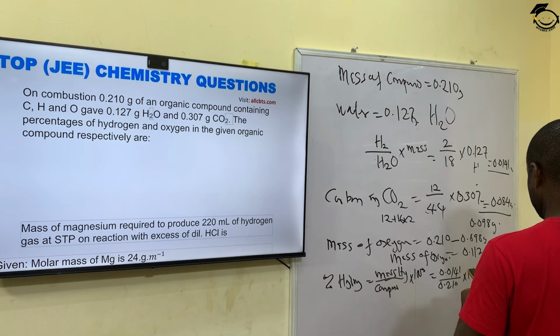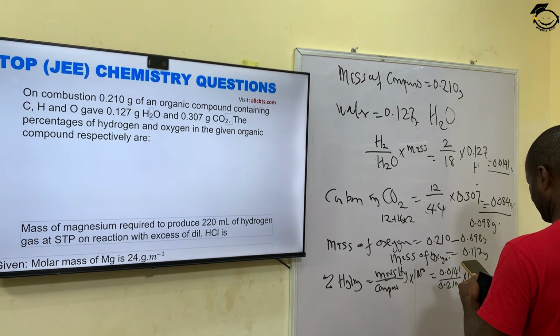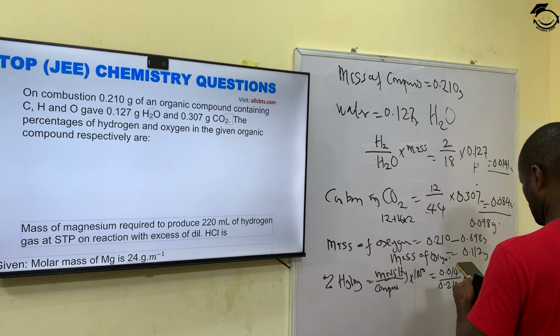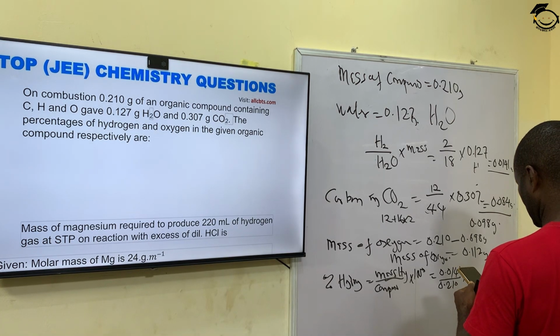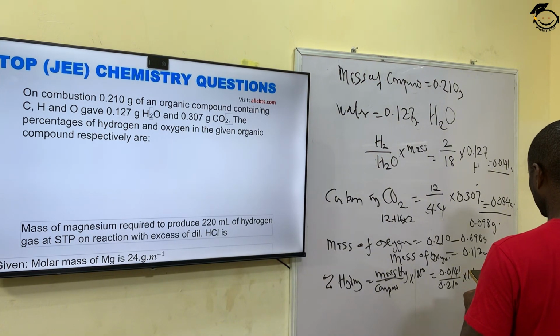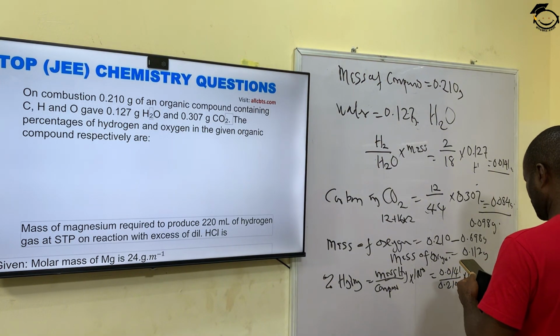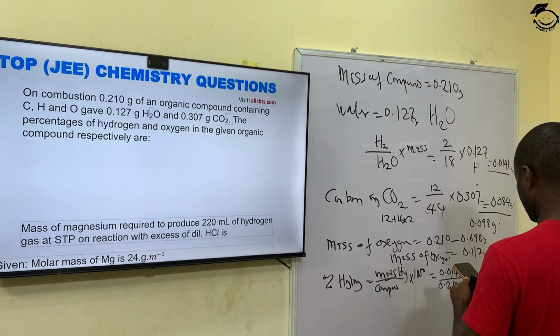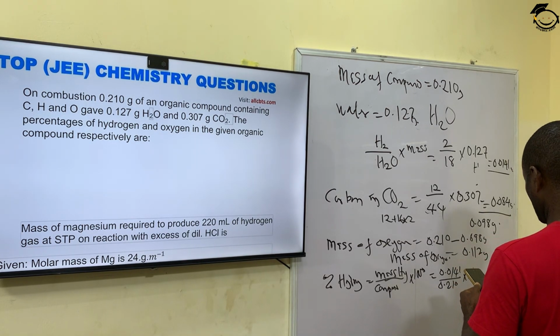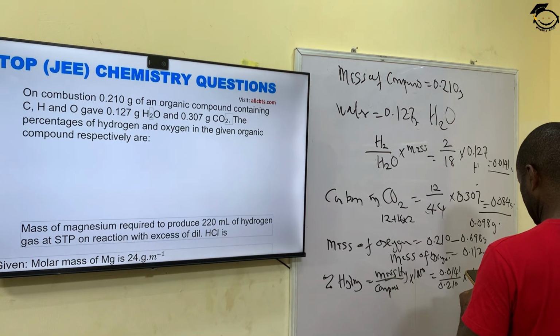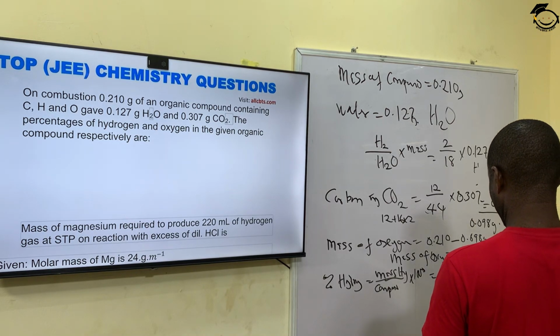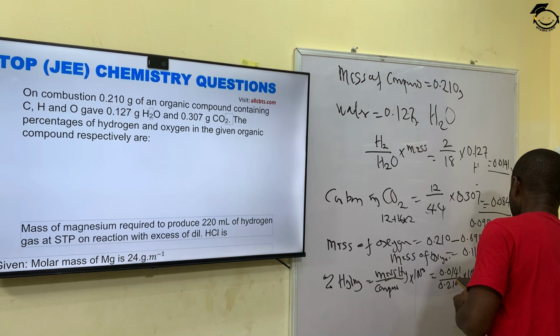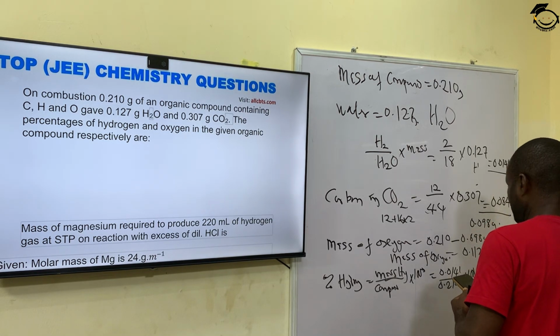1.41 divided by 0.21. So this gives us 5% hydrogen.